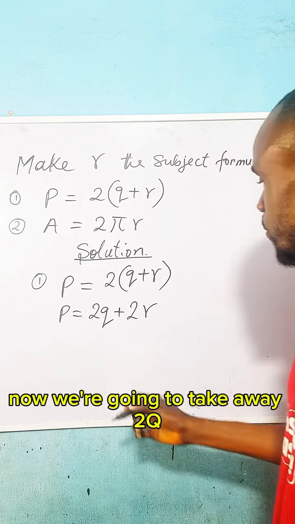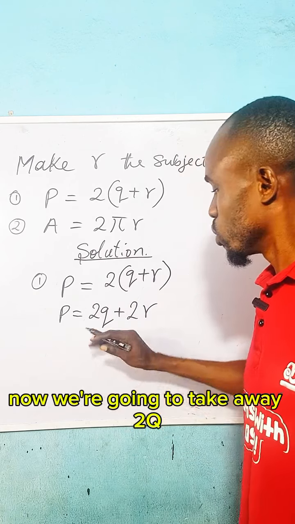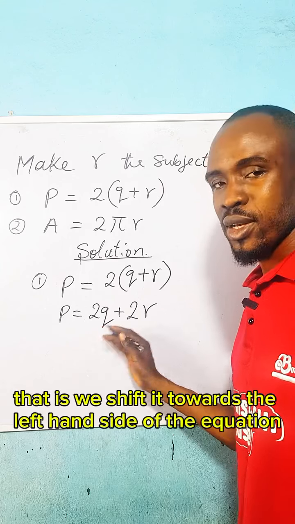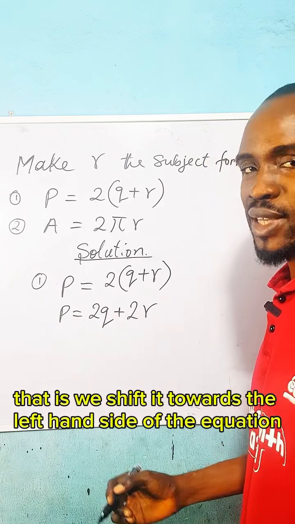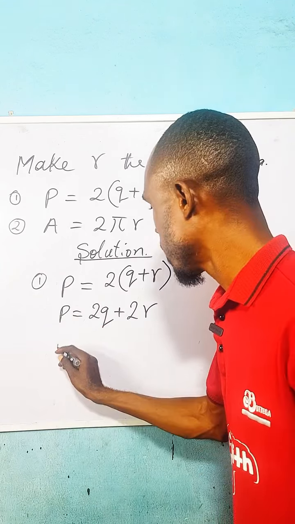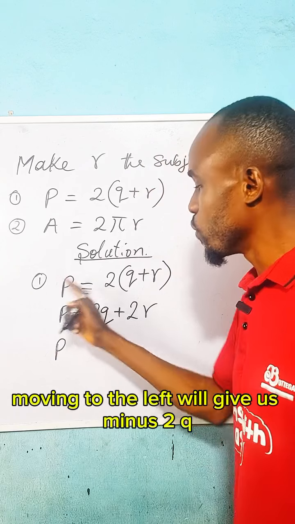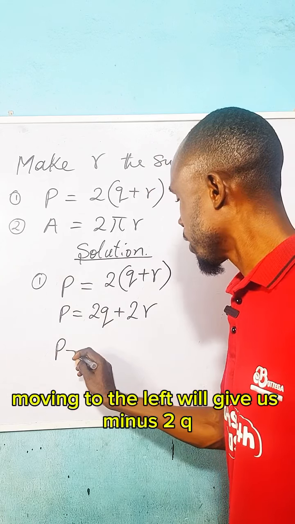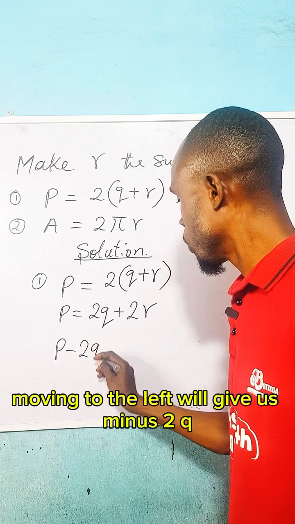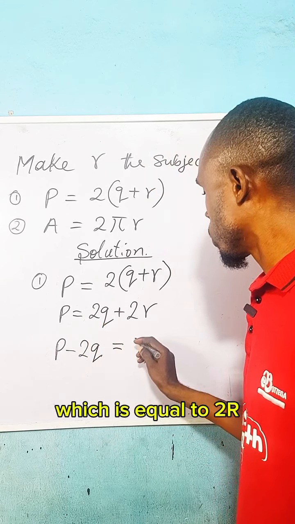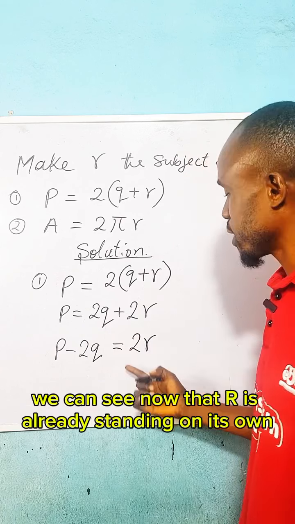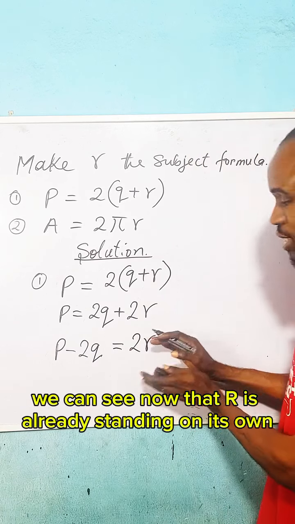What do we do next now? We're going to take away 2Q. That is, we shift it towards the left hand side of the equation. And by so doing, that will give us P, 2Q moving to the left will give us minus 2Q, which is equal to 2R. We can see now that R is already standing on its own.